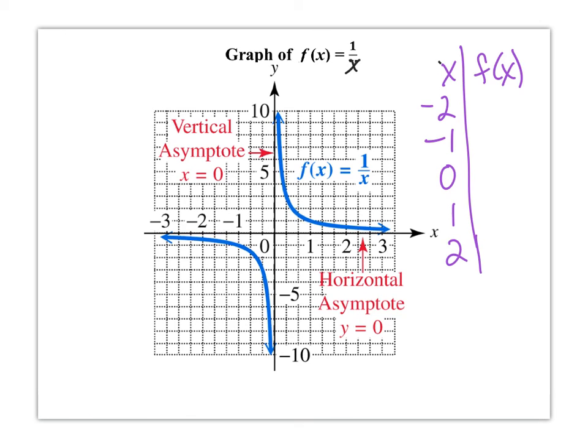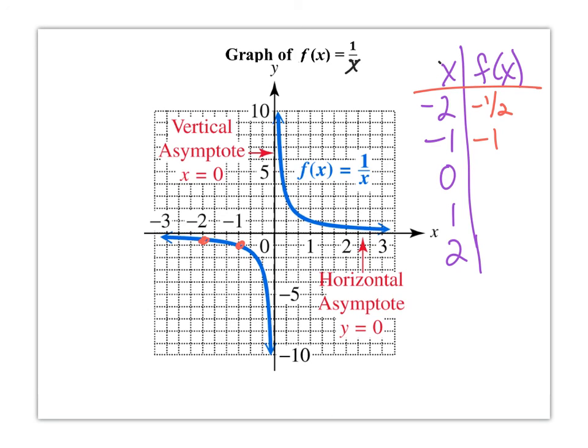We're plugging each of these x values into our function, which is 1 divided by x. When you plug in -2, you get 1 divided by -2, or -1/2. So -2, -1/2 is a point that's on the graph of the rational function f of x equals 1 over x. If we plug in -1, we get 1 divided by -1, which is -1. So -1, -1 is another point that's on this graph.